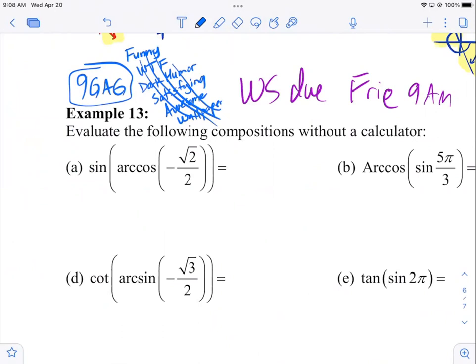Sine of, not arc sine, but sine of arc cosine. Wow, of negative root 2 over 2. Do these have a chance of undoing each other? Are those inverses of each other? No, they're not. So for these, you actually have to work them out from the inside out.